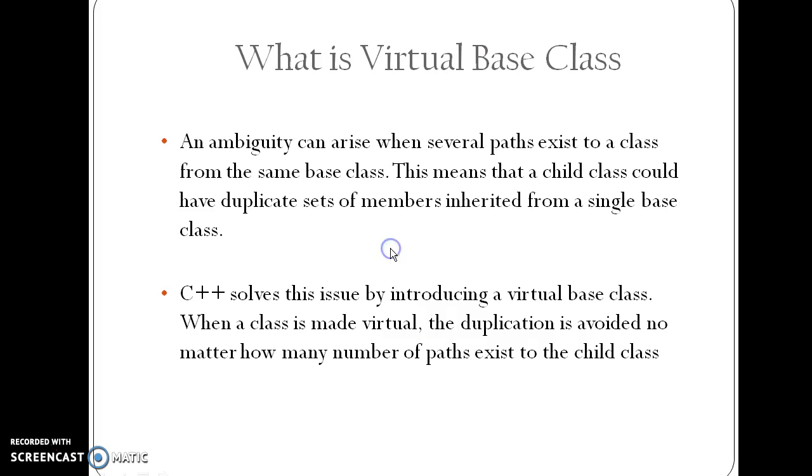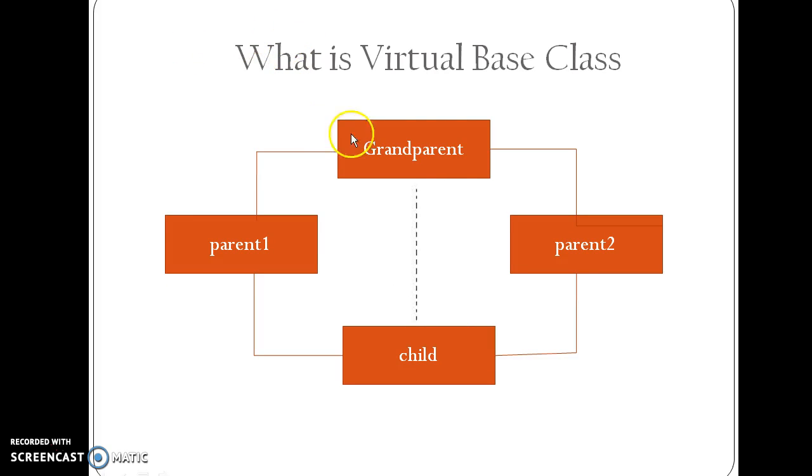Now see what is virtual base class. Actually, virtual base class means when the base class has more than one derived classes, and again those derived classes can have one child class. So this scene is explained here. For example, grandparent is a base class, and this class is inherited by parent 1 class and parent 2 class. So actually these are the intermediate base classes. If we see this scene, we can see this is a hierarchical type of inheritance.